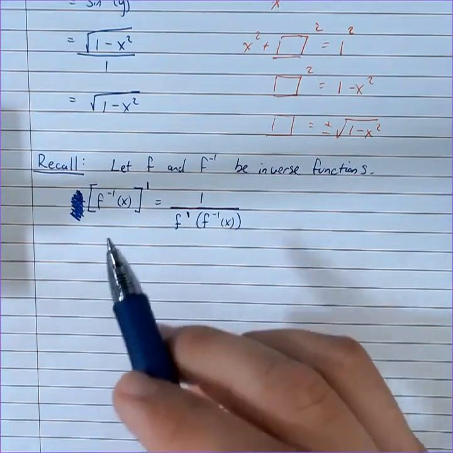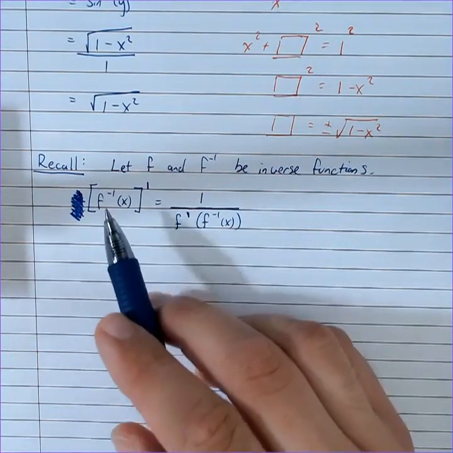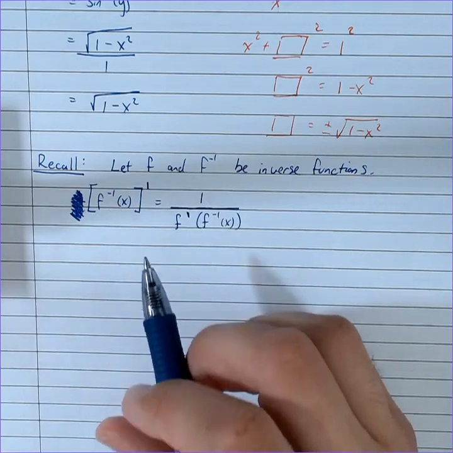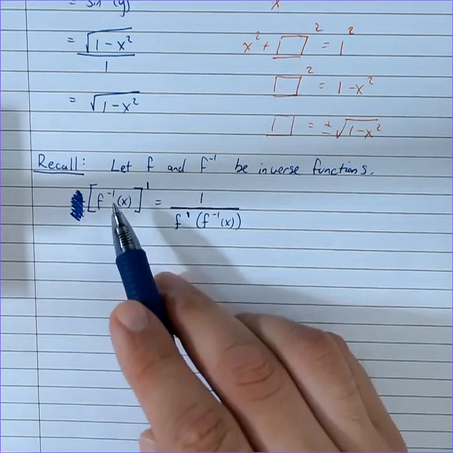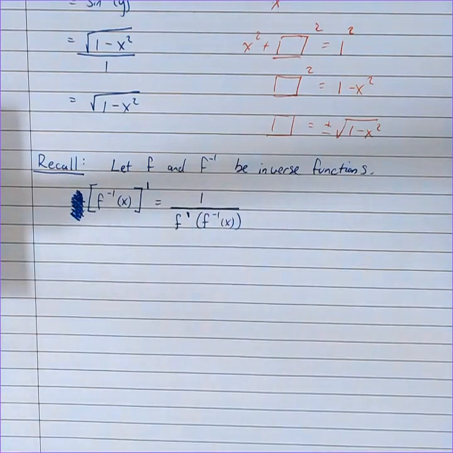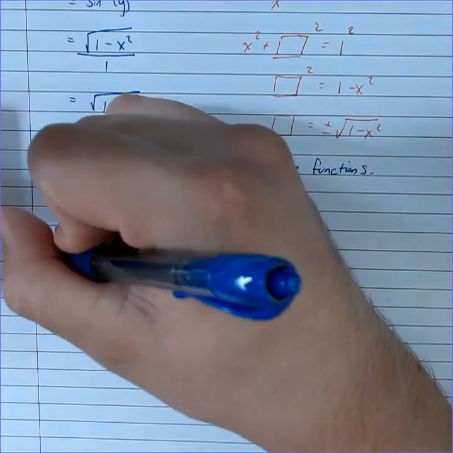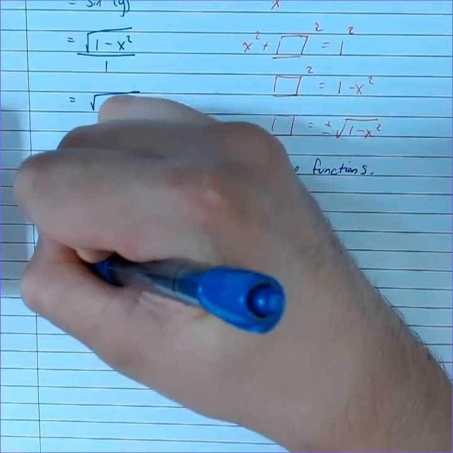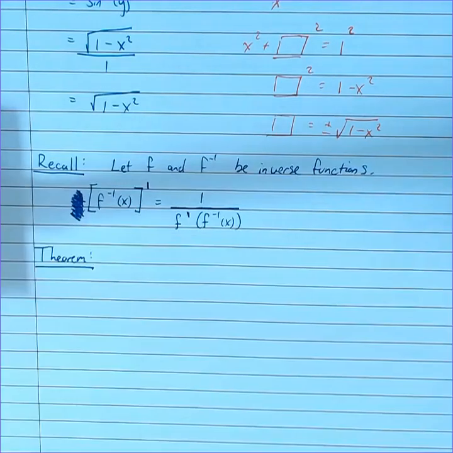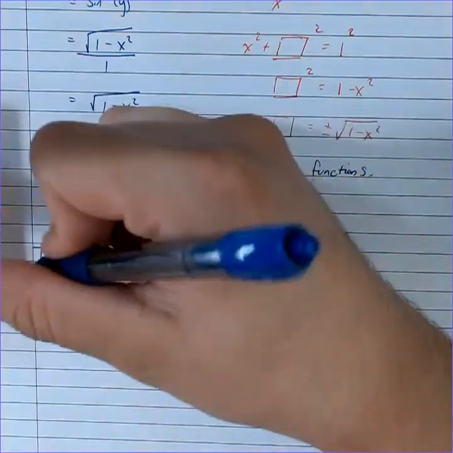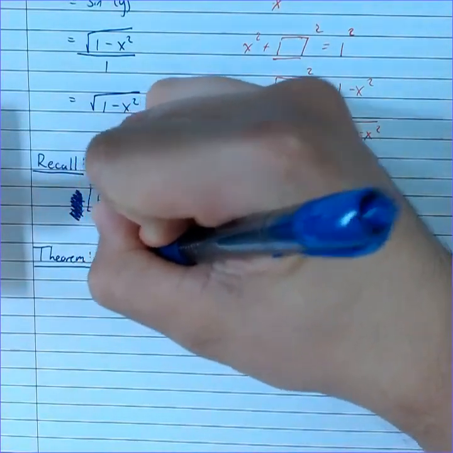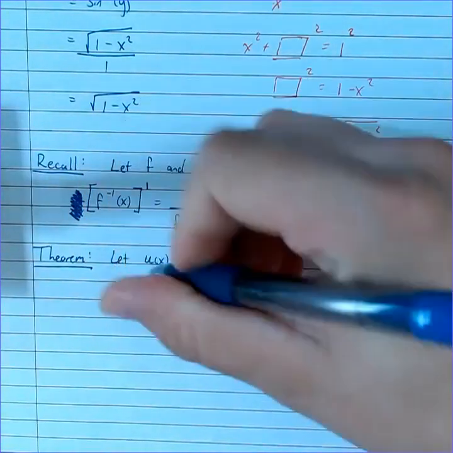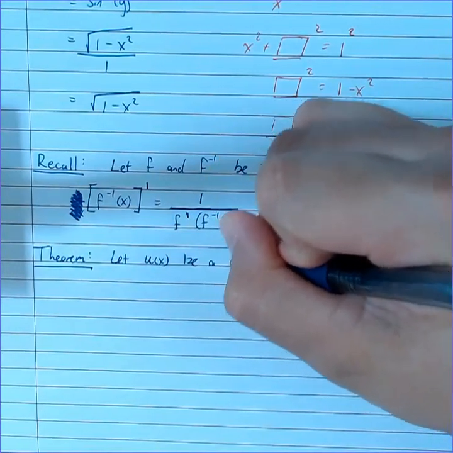And so here we're going to go ahead and use that result to find the derivatives of the inverse trig functions. After all, that's what they are. They're inverses of some function that we already know. So here, theorem. Okay. We're going to begin with a differentiable function of x. So let u of x be a differentiable function.